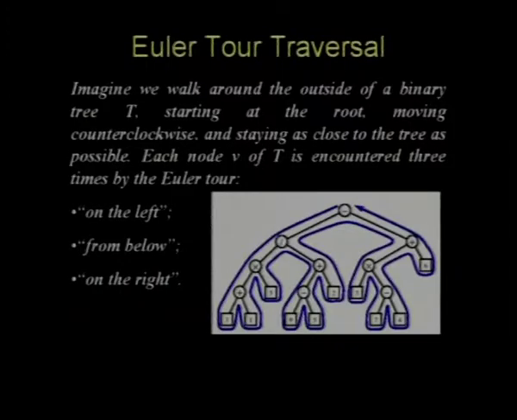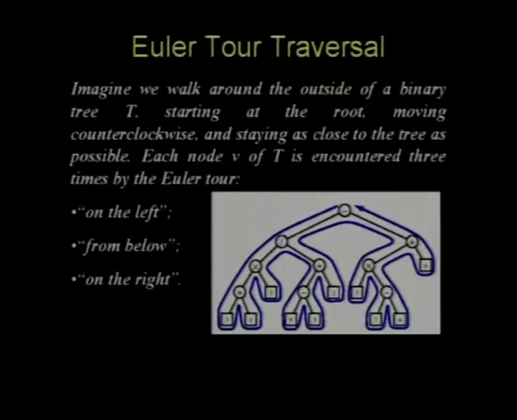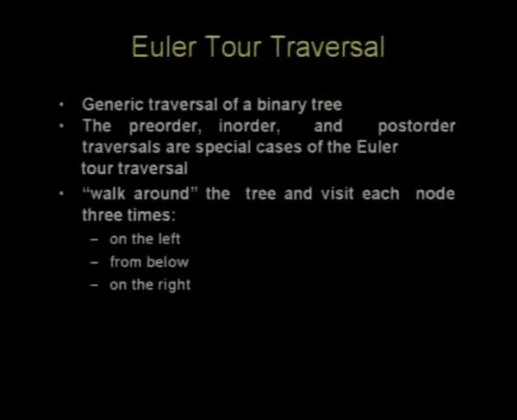So imagine we walk around the outside of a binary tree. We start at the root node and move counterclockwise, staying as close as possible to the tree as we go around. Each node V of T is encountered 3 times by the Euler tour: first on the left, when you are traversing from the left, then once from below and once on the right. Whether you print or list the node when you are on the left, or coming from below, or walking on the right is how the traversals are defined. So this is like a generic traversal of a binary tree.